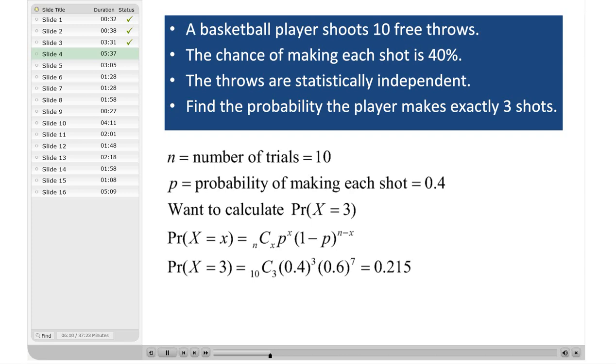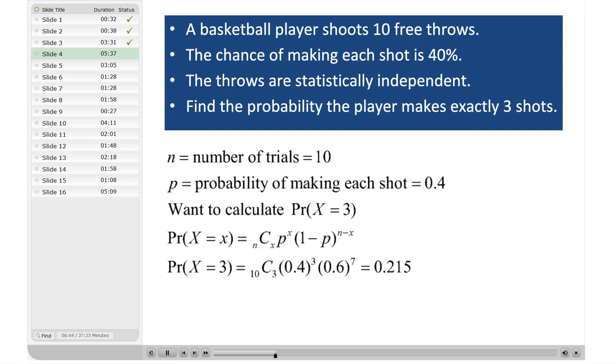Okay, so once we know we're dealing with a binomial distribution problem, the very first thing we want to do is find two numbers, n and p. These are the most important numbers that you need to know for the distribution. N is the number of trials, which in this problem is 10. And p is the probability of the outcome that you're interested in. So in this problem, we're interested in the player making the shots, and the probability of that is 40%, and so p is equal to 0.4.